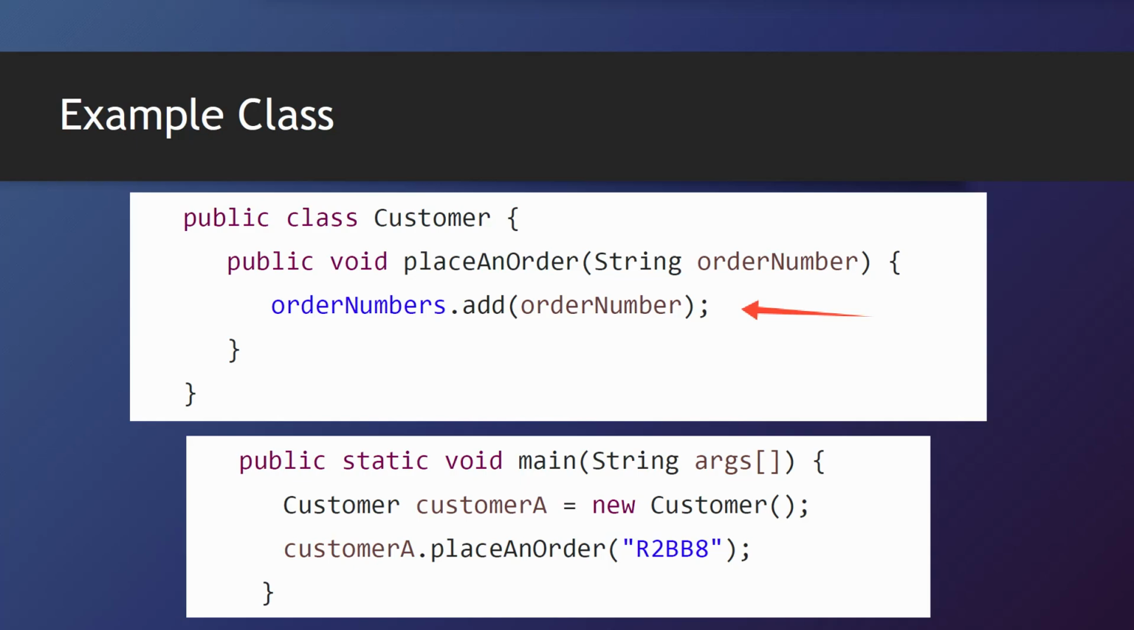In this example, we've created a customer object called customer A. We invoke the place an order method on that object. We're asking that specific object, customer A, to take that action, place an order. And in many cases, including this one, the object is changed as a result of invoking the instance method.